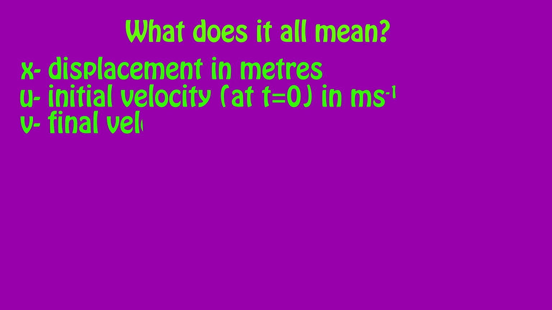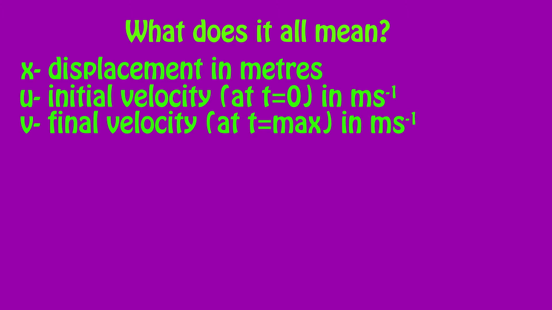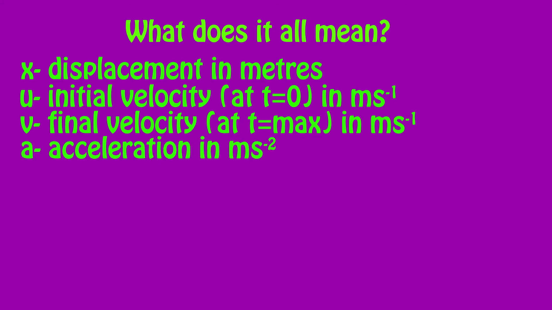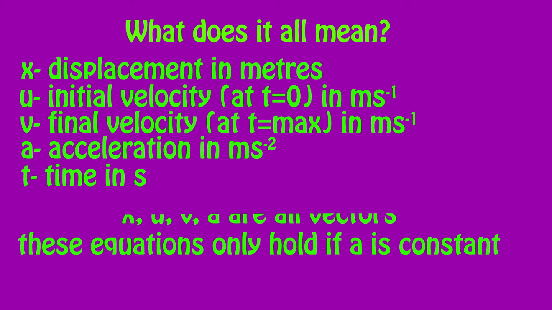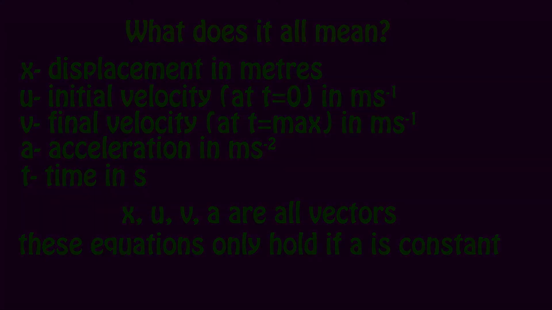V, the final velocity, the speed or velocity when time is the maximum, and this is also in meters per second. A, acceleration in meters per second squared. And then finally t is time in seconds. Now remember that x, u, v and a are all vectors, which means direction is important, and that we can only use these equations if acceleration is constant throughout the whole thing.